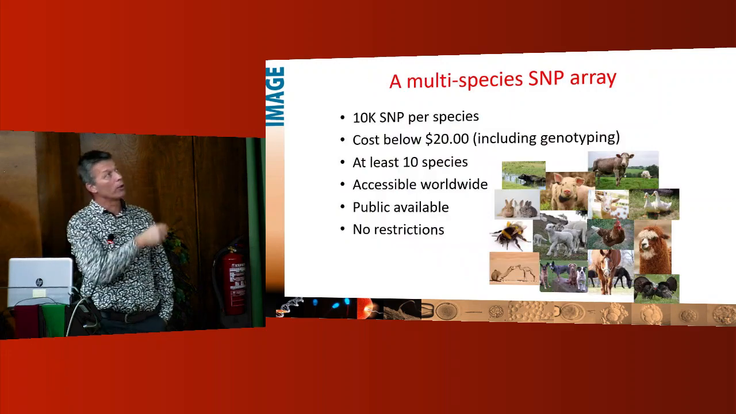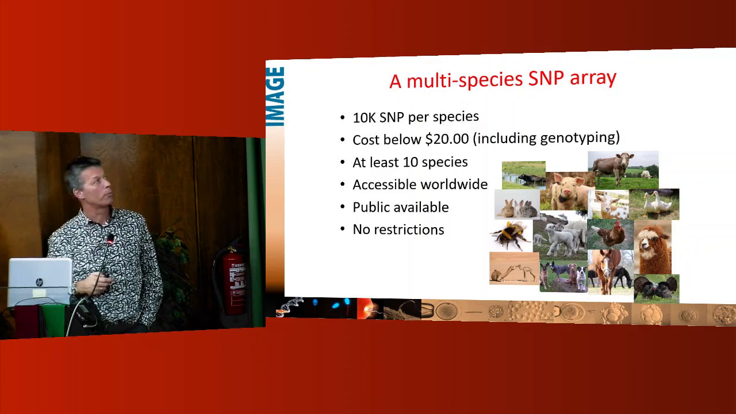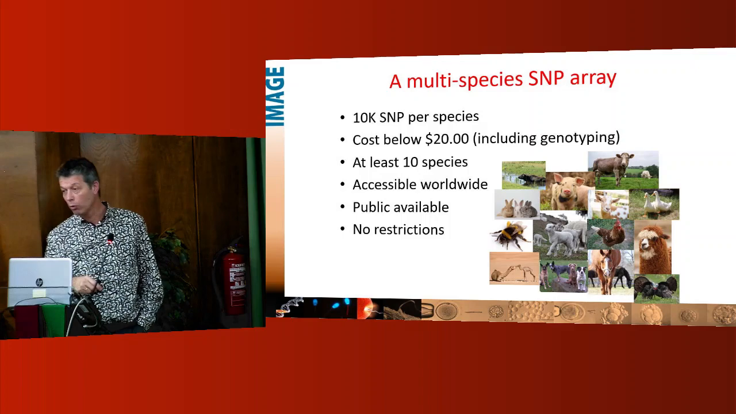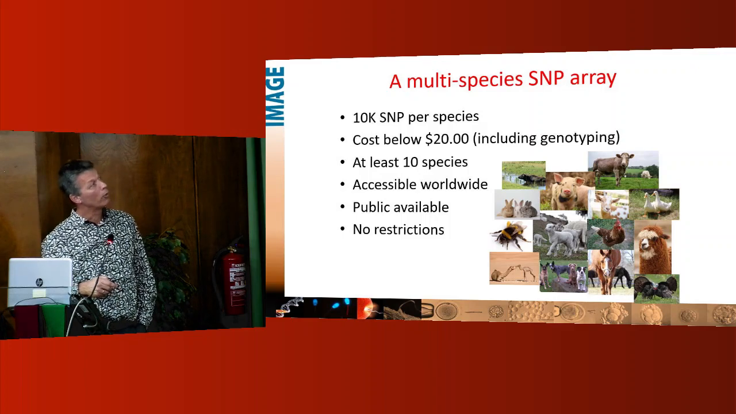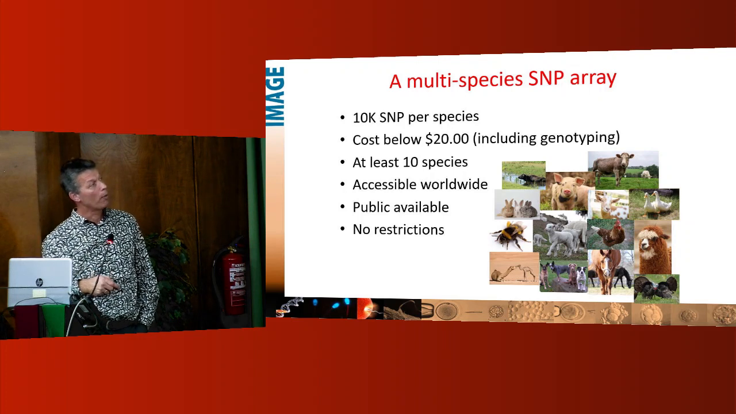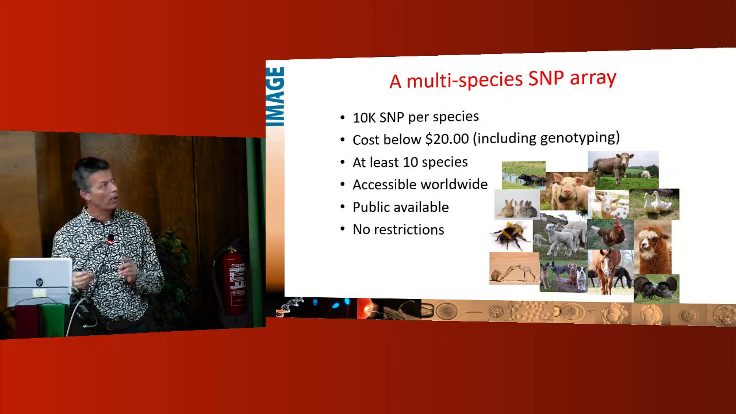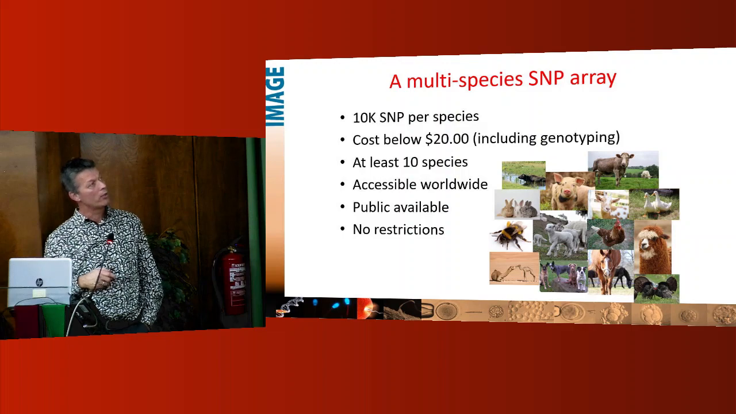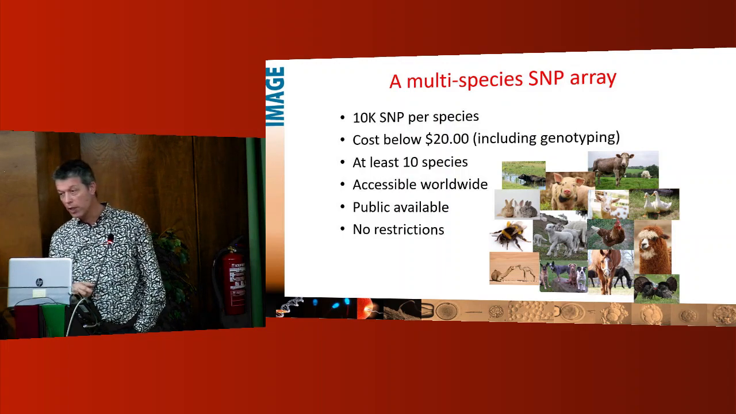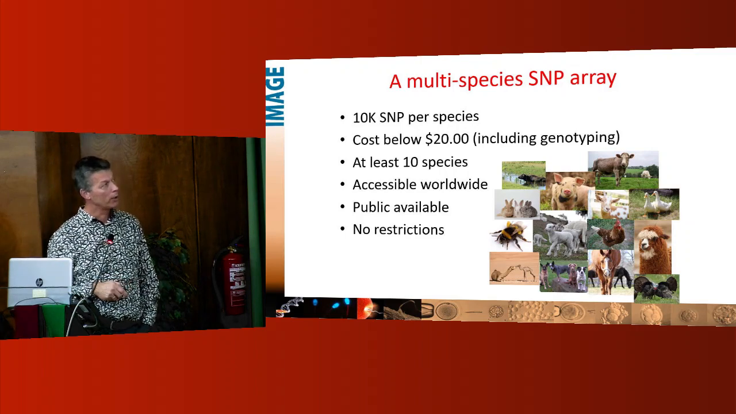So what we came up with is a multi-species SNP array, where we said we want to have 10,000 SNPs per species. The cost should be low, which means below $20 per genotype, which includes the array and the genotyping platform, not the DNA extraction, which I call a separate thing, but including the genotyping at the provider's place. We aimed for at least 10 species, but we start with the major farm animal species.